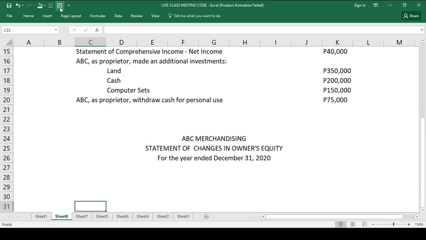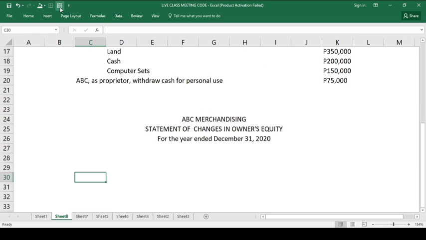So that will be our heading. And then next, from that, we need to get the beginning balance, because the beginning balance of the equity is important. Or we can say ABC capital, beginning. Oh, that's better, ABC capital, beginning. Sir, no beginning balance was given.